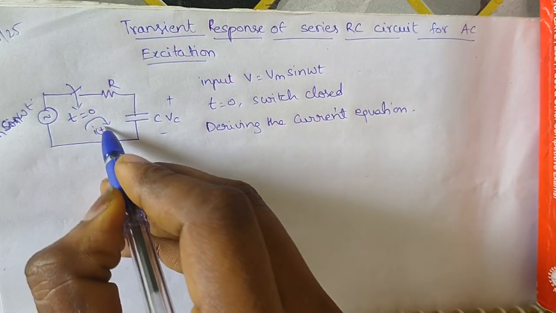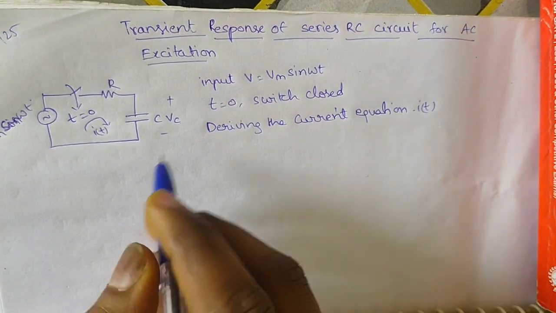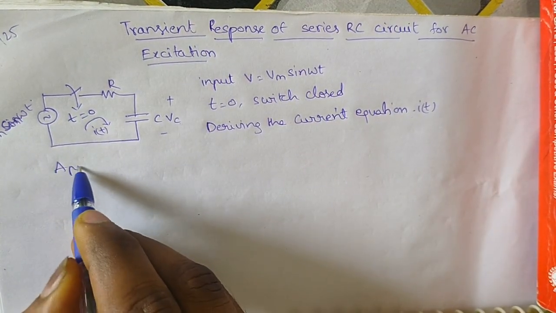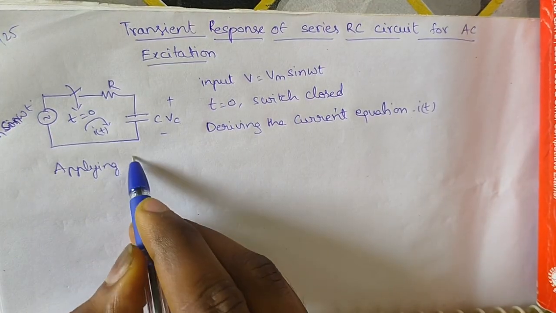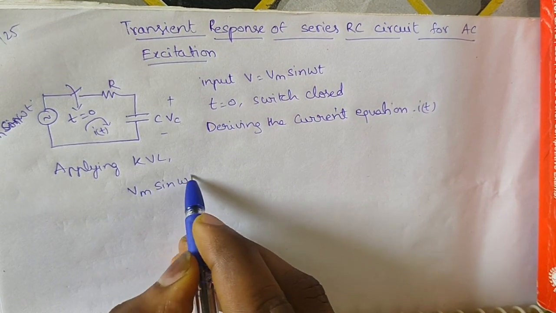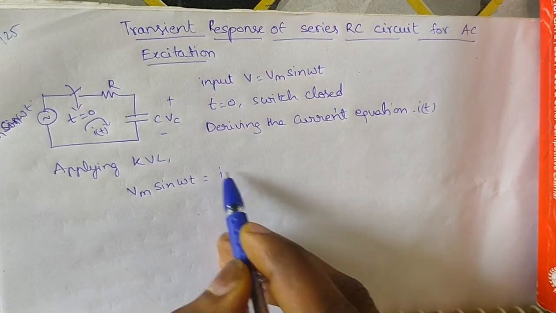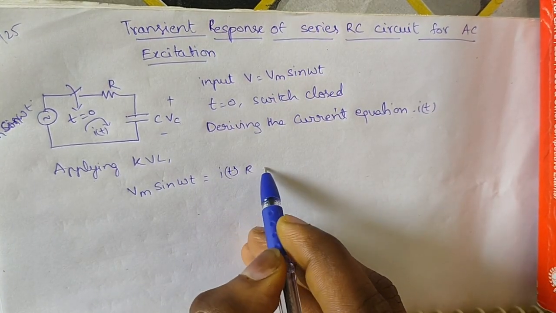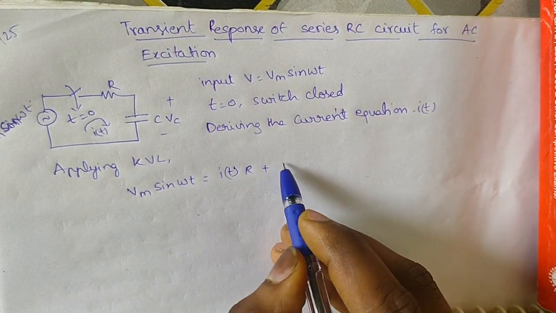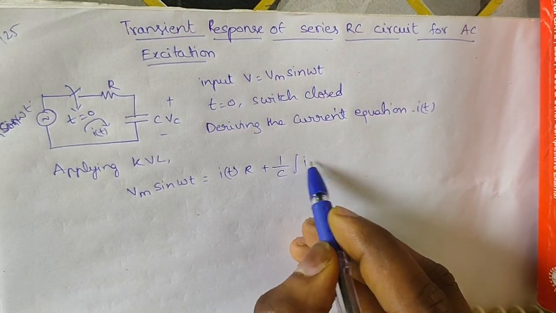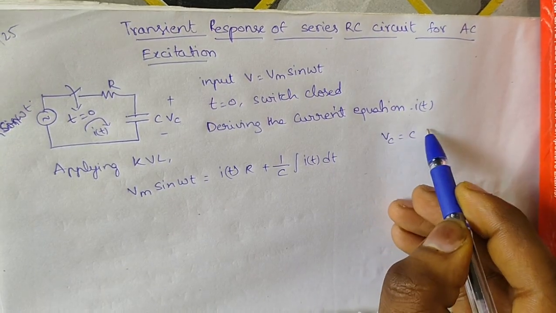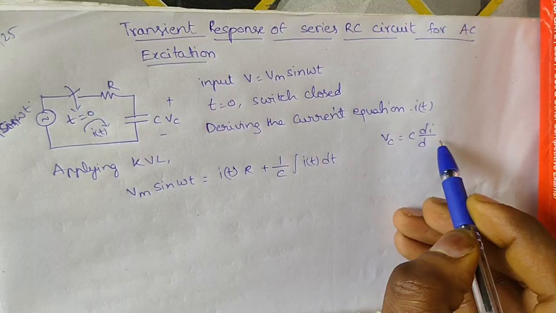Current equation I of t. If we apply KVL here, Vm sin omega t is equal to I of t into R plus, for the capacitor, 1 by C integration of I of t dt. We know that for the capacitor, Vc will be C times di by dt.